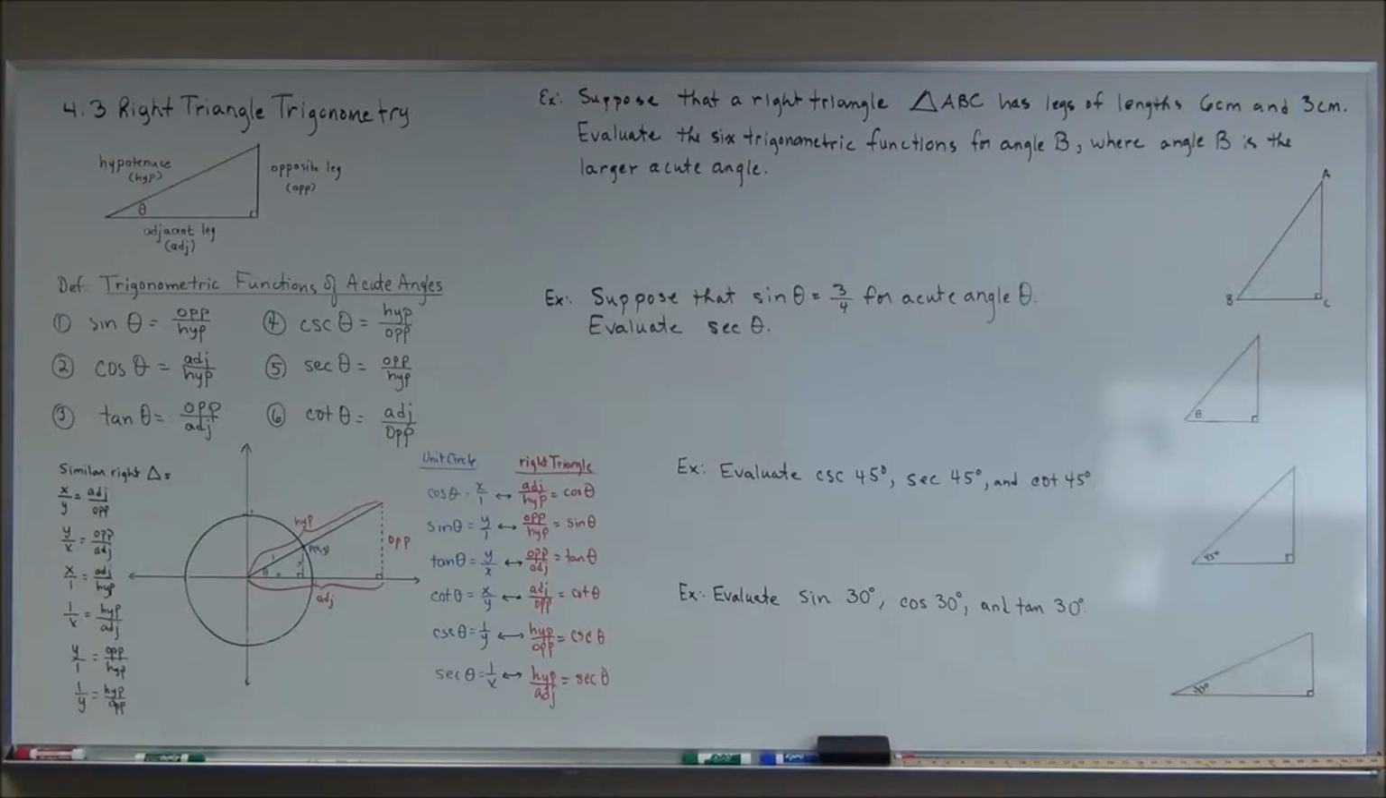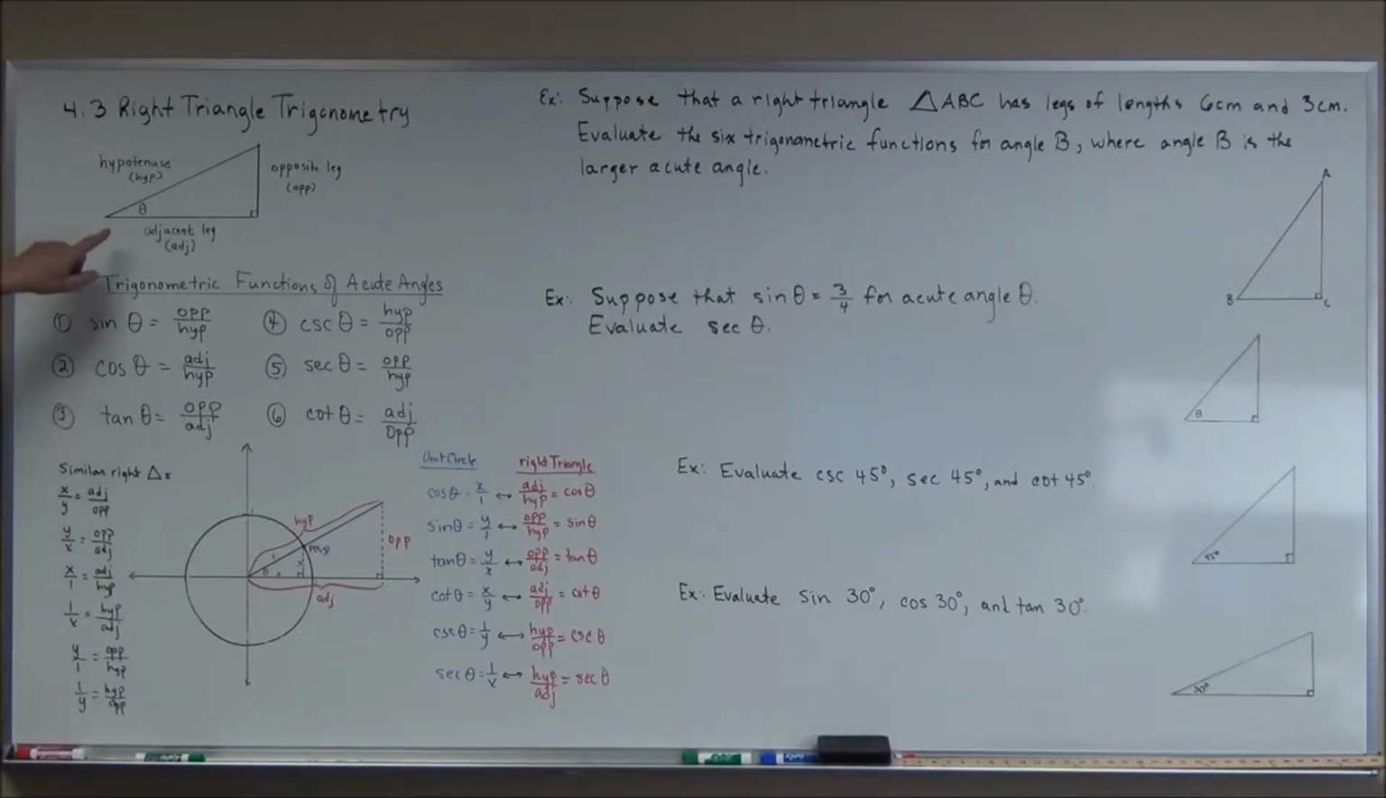Okay, now what we're going to do in this section, section 4.3 on right triangle trigonometry, is define the 6 trig functions, not based on the unit circle, but based on a right triangle. Now, we remember from our geometry days, and hopefully we remember, that a right triangle is, of course, a triangle that has a right angle. Therefore, it's going to have 2 acute angles.